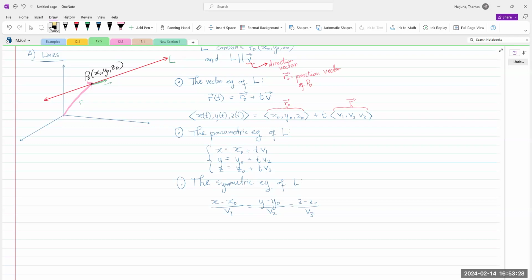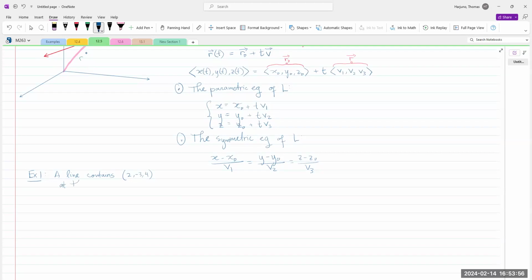Let's do one example. Call this example 1. A line contains the coordinate (2, -3, 4) at the direction of the vector <1, 4, -2>. When you do your quizzes and your tests, I need you to be aware that if you write it using parentheses, that's a coordinate. For you to write a vector, you need to use this wedge notation here.